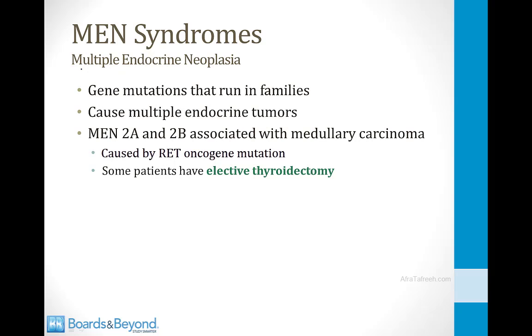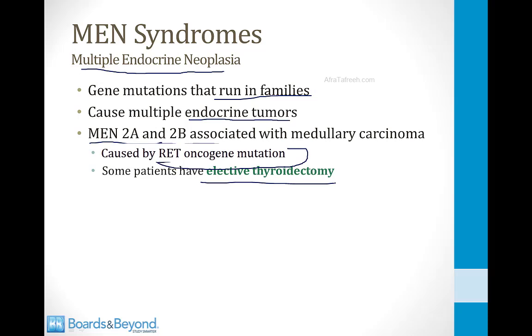MEN syndromes are multiple endocrine neoplasia syndromes, and we'll talk about these in more detail in a separate module. But for our purposes here, I just want to remind you that they are gene mutations that run in families that cause multiple endocrine tumors. And there are two MEN syndromes that are associated with medullary carcinoma. MEN2A and 2B are both associated with medullary thyroid cancer. These two MEN syndromes are caused by RET oncogene mutations, and some patients who have the RET oncogene mutation of one of these MEN syndromes undergo elective thyroidectomy. Even though they don't have cancer yet, they will electively have their thyroid removed so that they aren't at risk of development of cancer. They can then take thyroid supplementation for the rest of their lives to maintain a euthyroid status.